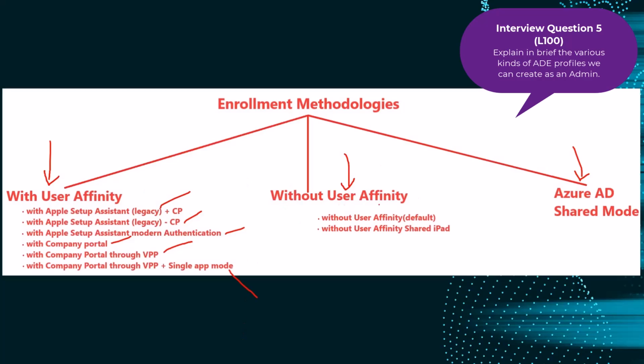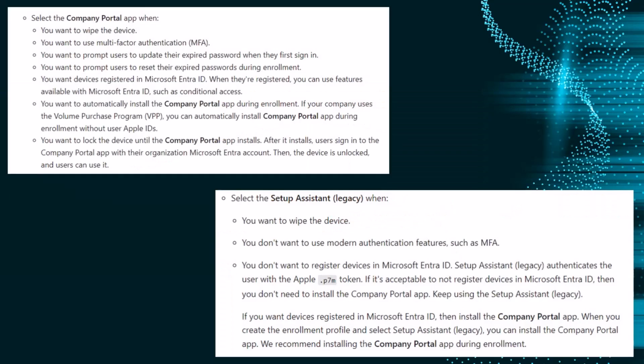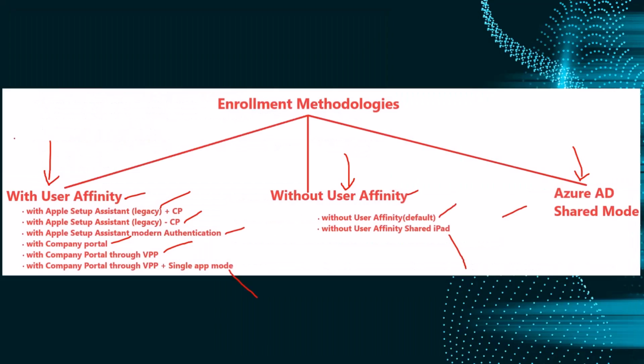If you are doing without user affinity, you can use the without user affinity default one, or you can use without user affinity shared iPad mode. And then you have the Azure AD shared mode as well, right? So these are the various enrollment methodologies that we have. I hope that we have at least understood the difference between user affinity and non-user affinity. Our documentation clearly calls out when to use which one.